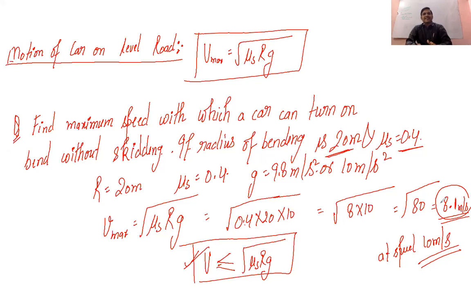Okay, so this was the case of motion of a car on a level road. सो अब इसी चीज को, अब यहाँ पे बच्चे आपने समझ लिया कि जो सेंट्रीपिटल फोर्स था that was provided by the friction force. तो मतलब अकेले फ्रिक्शन फोर्स क्या कर रहा था? सेंट्रीपिटल फोर्स प्रोवाइड कर रहा था.